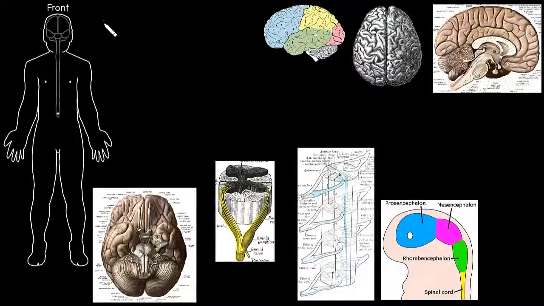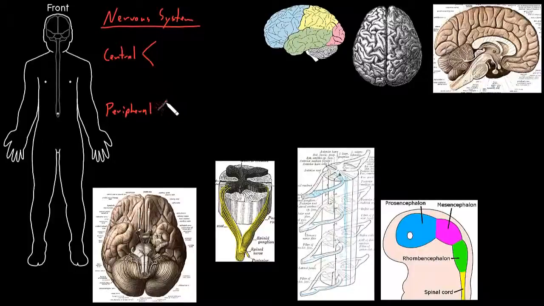In this video, I'm going to introduce the structure of the nervous system. And the nervous system is divided into two main structural parts. The first is called the central nervous system, and the second is called the peripheral nervous system. Central and peripheral, and both of those are themselves divided into two main parts.